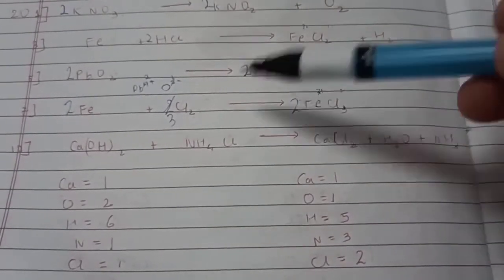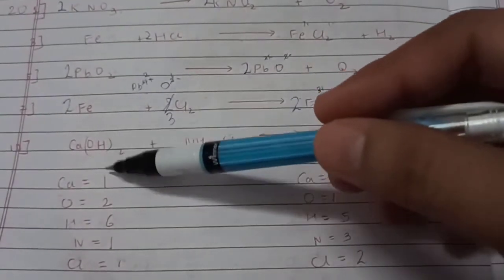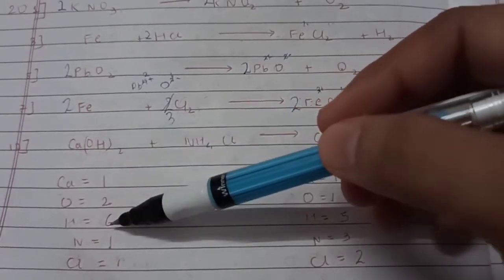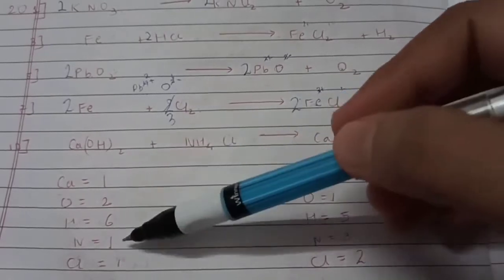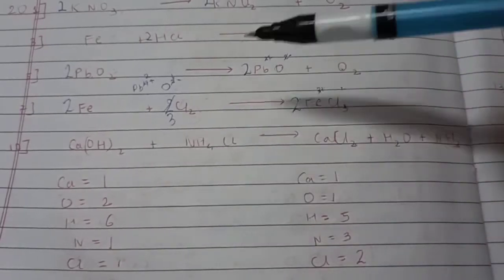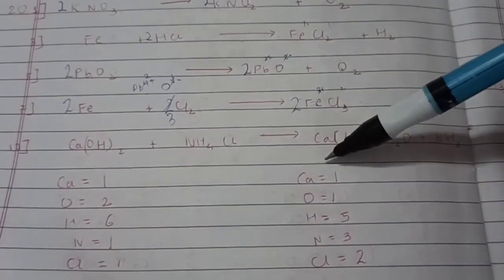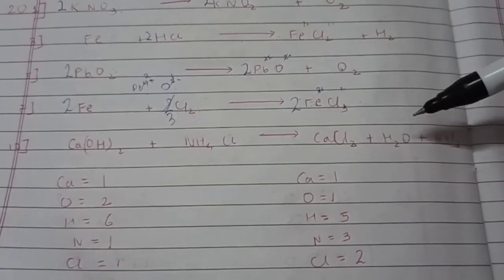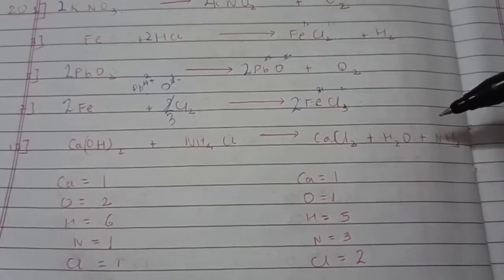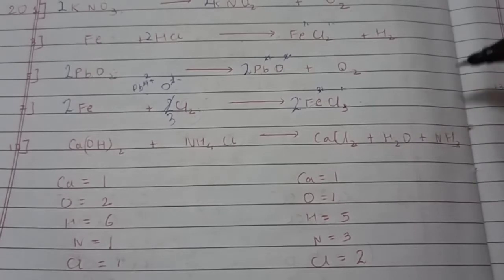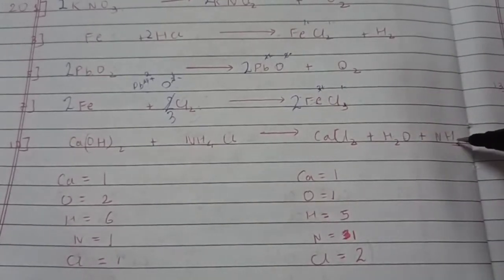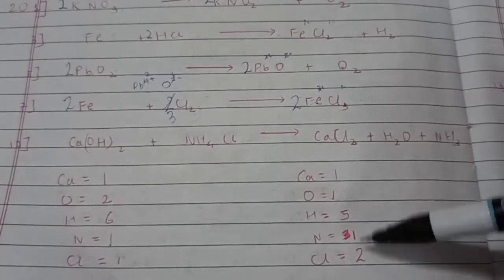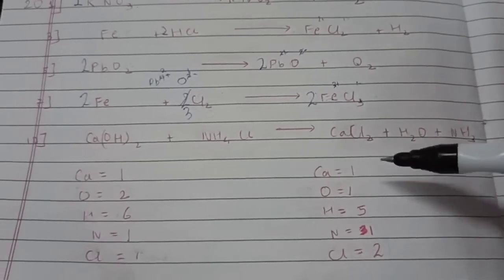So first we make a list of all the elements in the same order. Calcium 1 atom, oxygen 2 atoms, hydrogen 2 plus 4, 6 atoms, don't forget to add. Nitrogen 1 atom, chlorine 1 atom. On the right hand side, calcium 1 atom, oxygen just 1, hydrogen 2 plus 3, 5, nitrogen is 1. Note that this 3 is only for hydrogen, not for nitrogen. And chlorine is 2.